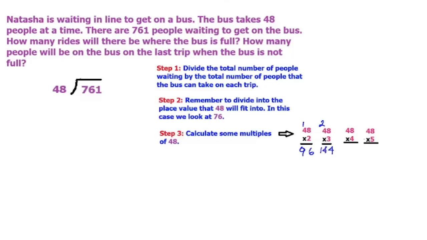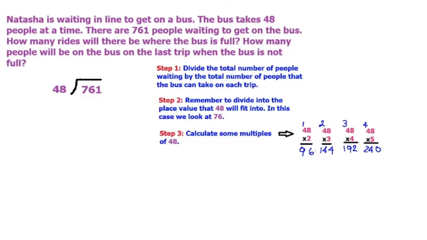8 times 4 is 32. 4 times 4 is 16, plus 3 is 19, so 192. 8 times 5 is 40. 5 times 4 is 20, plus 4 is 24. So we could see here that 96 is too big, if you put a 2 here, it won't be correct. So we need to put a 1 there.